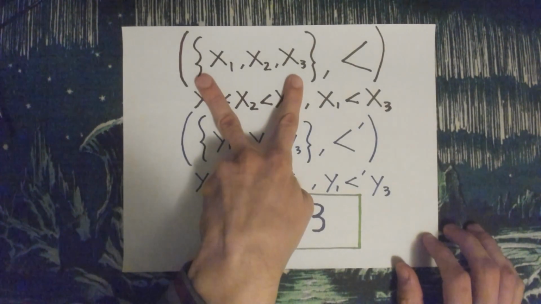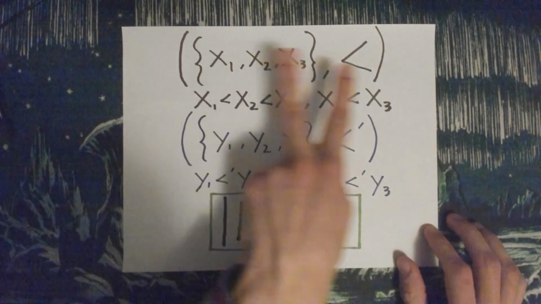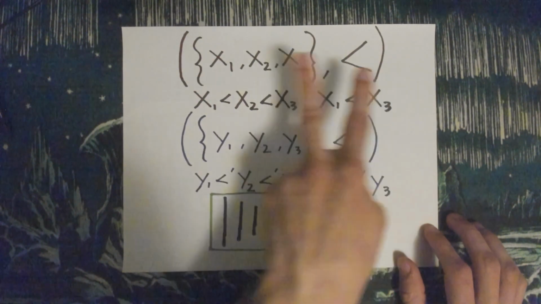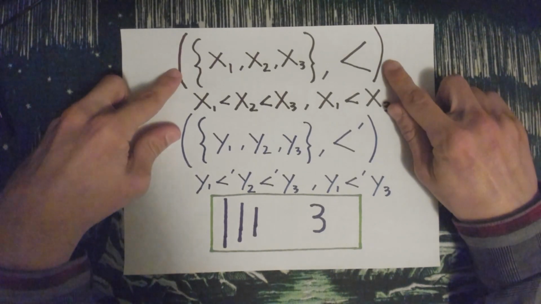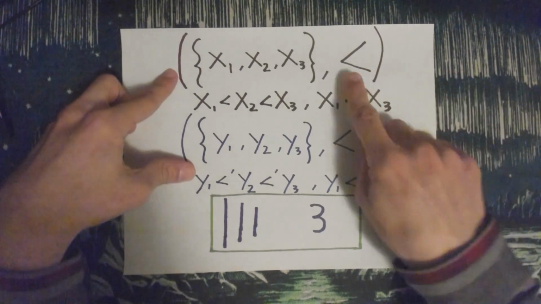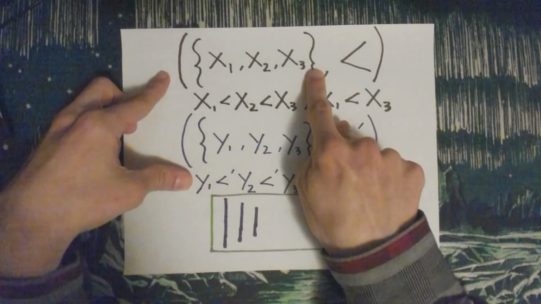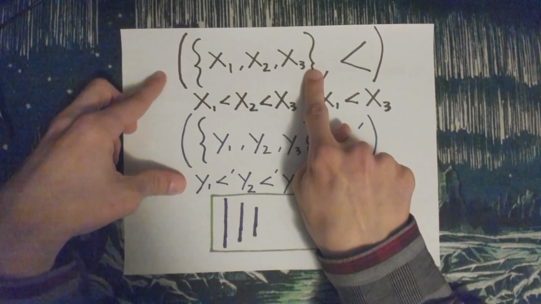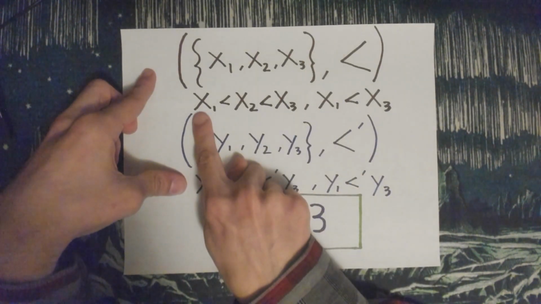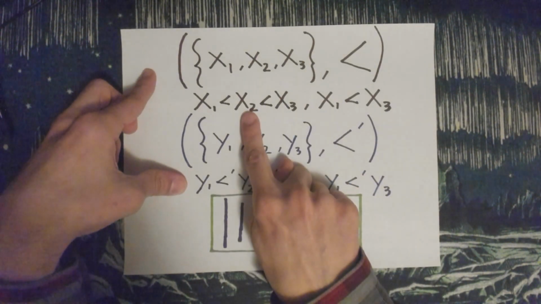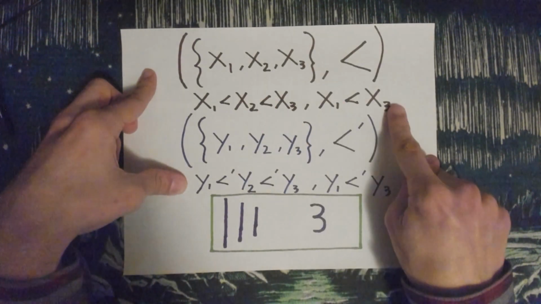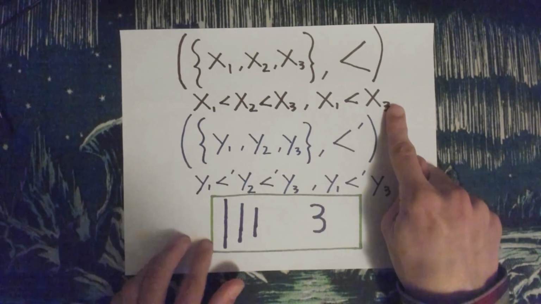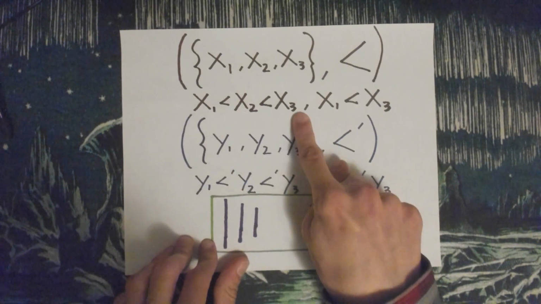Here I have a set of 3 elements with a binary relation on the set. This thing is called a relational structure. Now this binary relation is going to arrange these elements in a certain way. So here the first thing is less than the second thing, and the second thing is less than the third thing, and the first thing is less than the third thing. That's why I call them first thing, second thing, third thing.